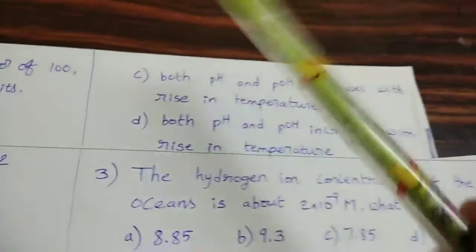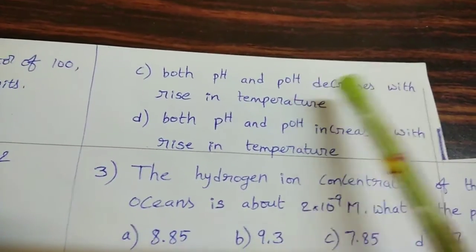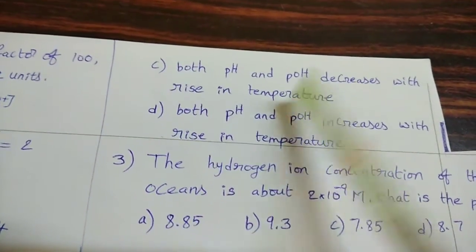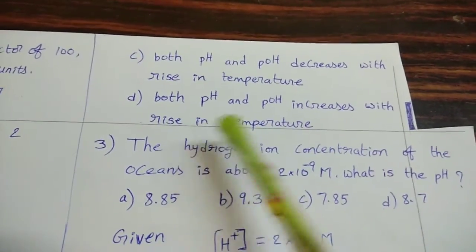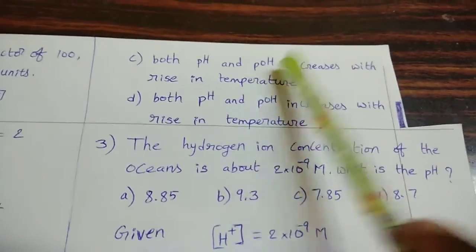So see the next option. Both pH and pOH decreases with rise in temperature. So this is the correct one. Both pH and pOH increases with rise in temperature. So option C is the answer.